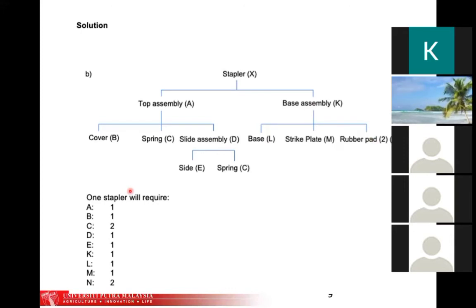So as a conclusion, to produce 1 stapler, we require 1 top assembly, 1 cover, 2 springs, because at level 2 we have spring C, and at level 3 we also have spring C inside the slide assembly D. Next is 1 base assembly, 1 component base L, strike plate, and 2 rubber pad components that we call N. So that's the solution. Thank you.